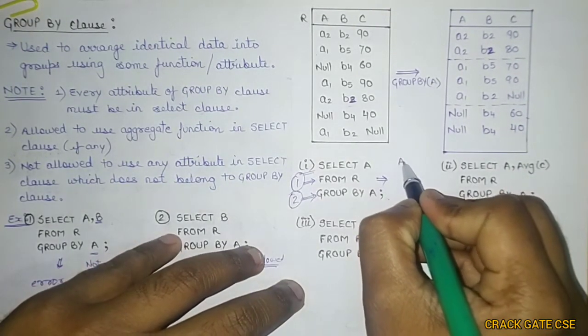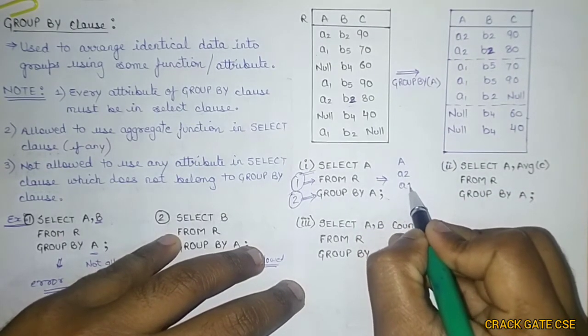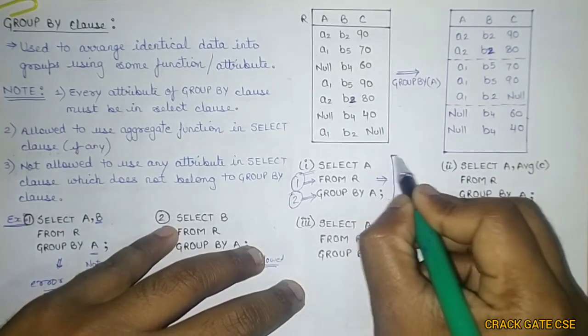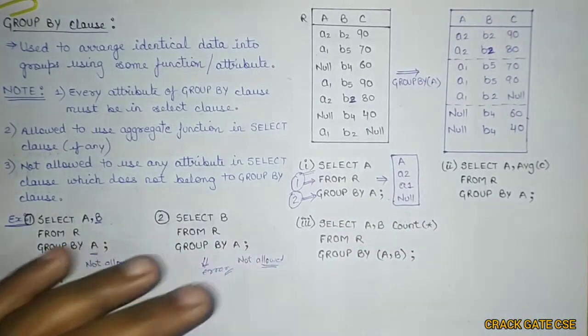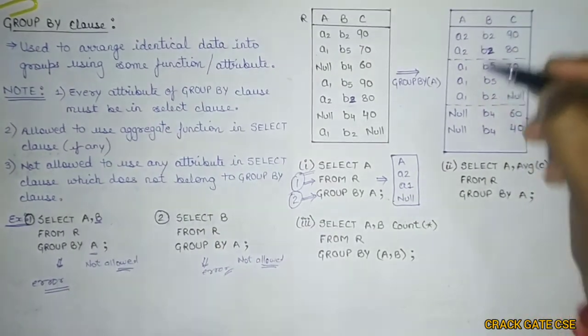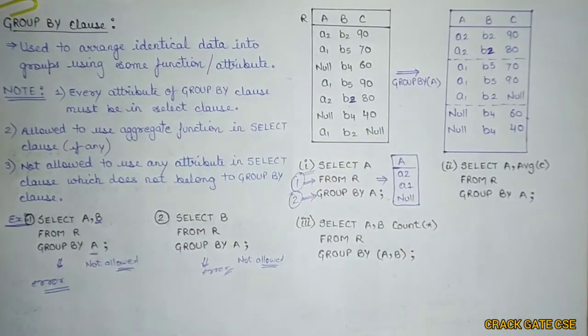It will give you the output as A2, A1 and null. This will be the output of this query, because after grouping it will give you the A value of each group. So here the A value of this group is A2, here it is A1, here it is null. So this will be the output of the first query.